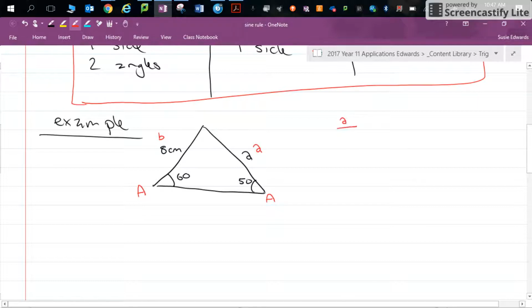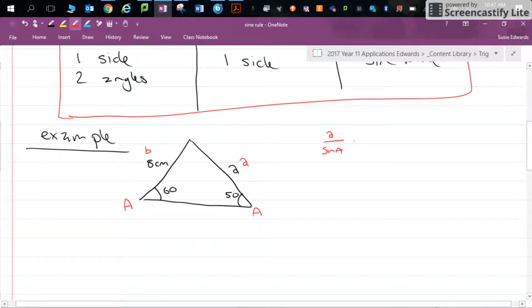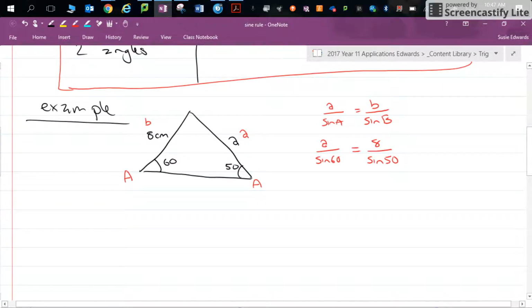So a over sine A equals b over sine B. Therefore we then sub in our numbers. a, which we don't know, over sine 60, equals b, which is 8, over sine 50. Now, we can put that straight into our calculator and solve, or we could rearrange it. So we could just go straight to solve here if we wish to.